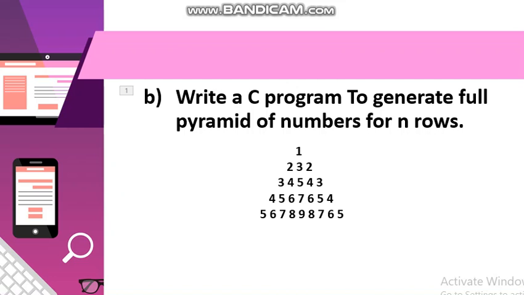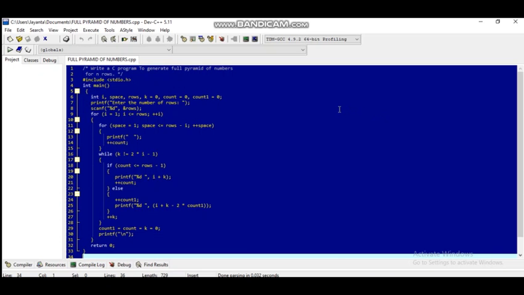Now we will discuss this program: write a C program to generate a full pyramid of numbers for n rows. In this picture you can see an example of a full pyramid of numbers for 5 rows. So to solve the problem, at first we have to write #include <stdio.h>, that is the standard input output header file, then int main.